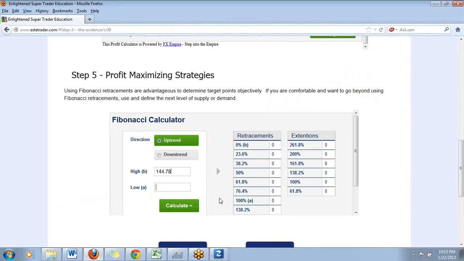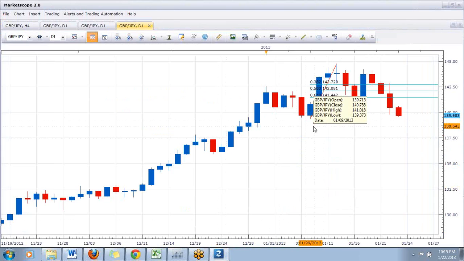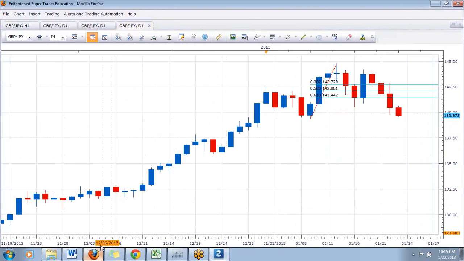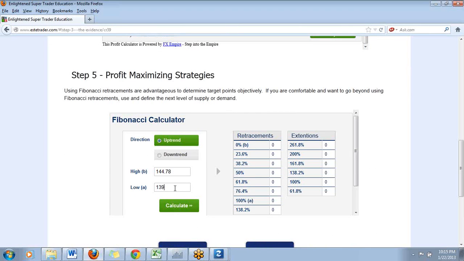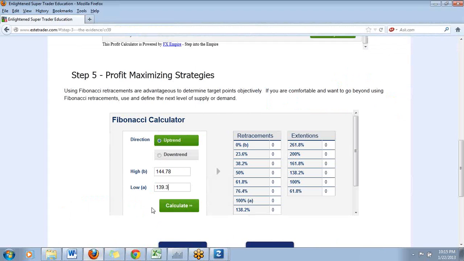Then the low was 139.373, and the direction is in an uptrend. Okay, I'll just take that, do the calculation, bingo.